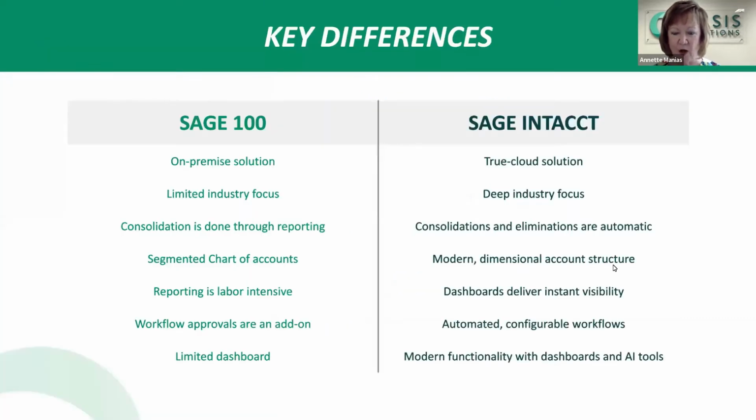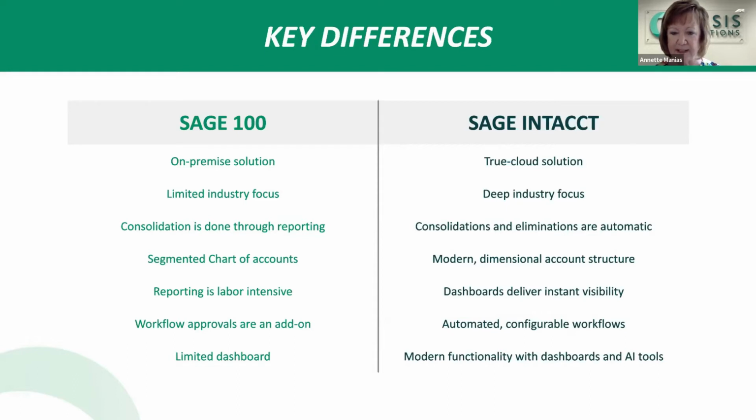So I'm going to start off with a few key differences between the two products. Sage 100 is an on-premise solution. That means it's on your server or it's hosted. We have a lot of customers now who are going to hosted, versus Sage Intacct, which is a true cloud solution. So it's on the cloud, it's not on your server. And we're going to talk a little bit about that again too.